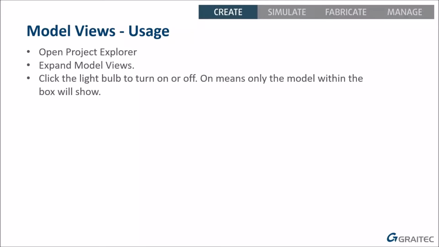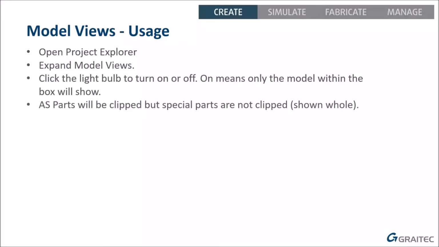When the light bulb is on, only the part of the model within the box will show. If advanced steel parts like beams go outside the box, they'll be clipped off at the boundary of the box. But special parts can't be clipped, they'll show the whole special part if any part of it is inside the box.